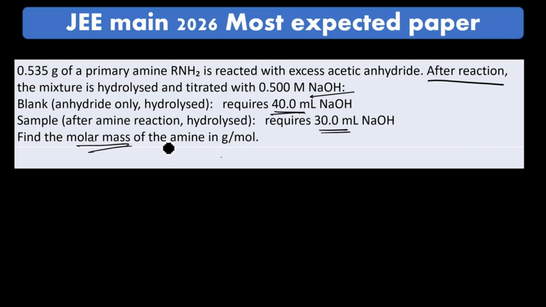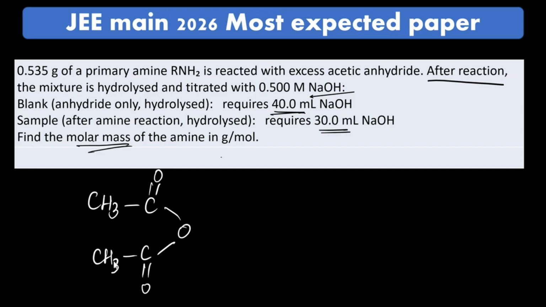One thing we have to understand here is that it involves two reactions. The first one is acetic anhydride. What is the structure? CH3, C double bond O, O, C double bond O, CH3, right? Upon hydrolysis, that will give 2 moles of acetic acid. That is the first reaction you must know.